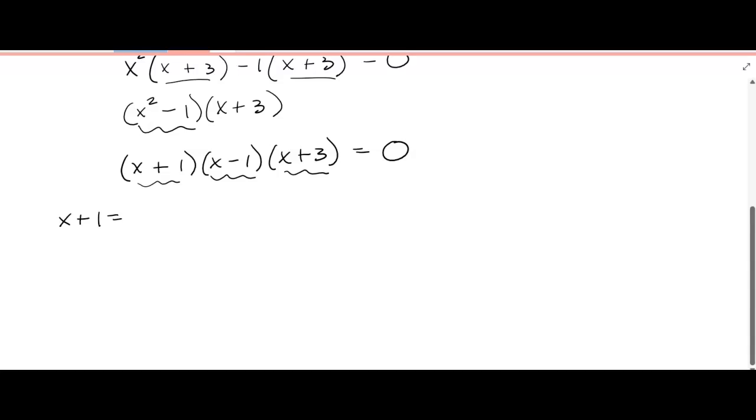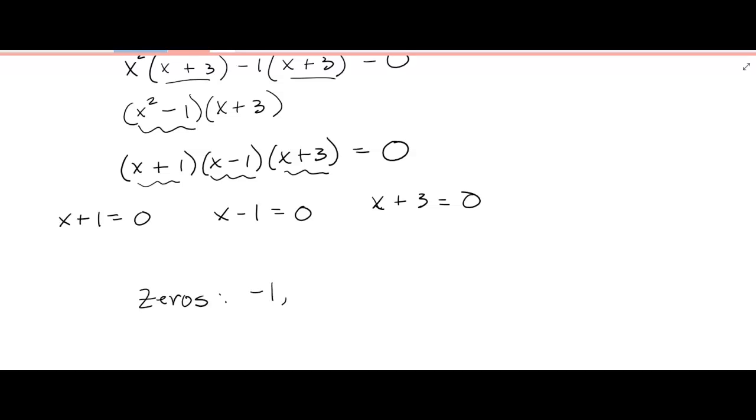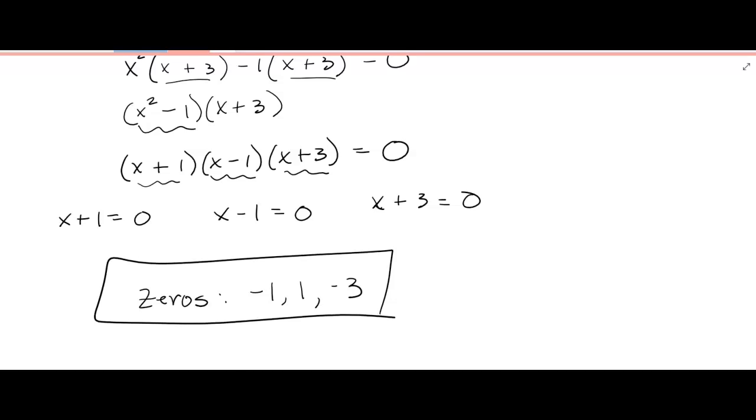X plus 1, when does that equal 0? X minus 1, when does that equal 0? X plus 3, when does that equal 0? And through the magic of algebra, you should get the zeros. So the zeros are, and I usually just list them, you could do a set or something, but -1, 1, and -3, those are the zeros for this polynomial.